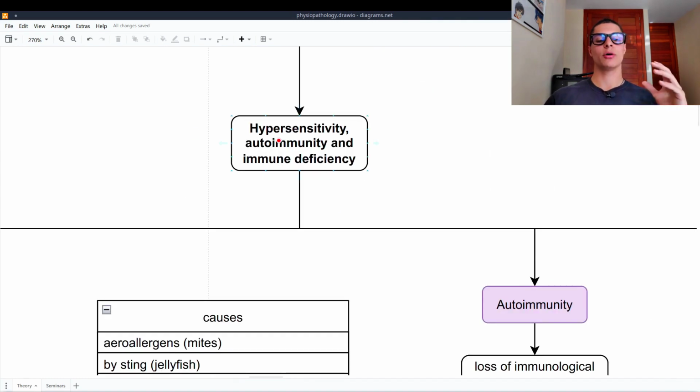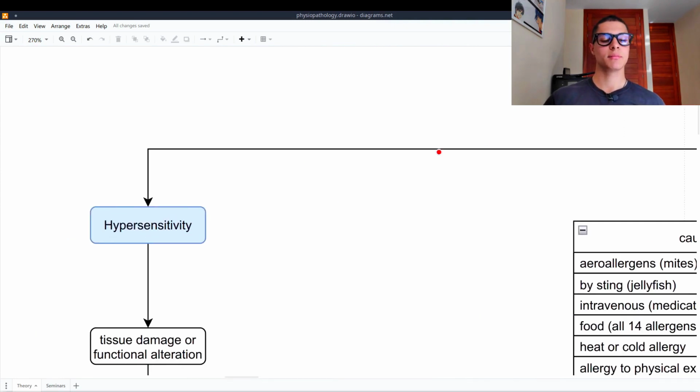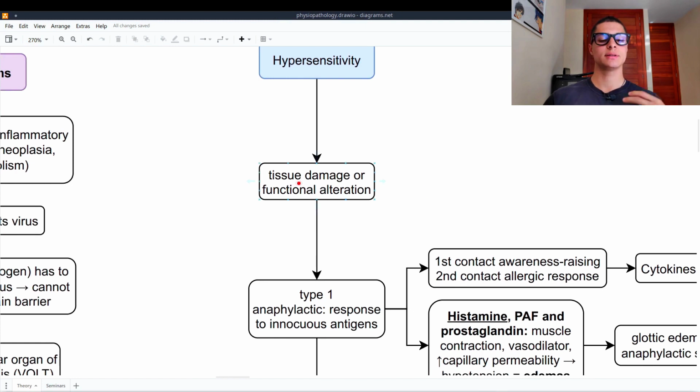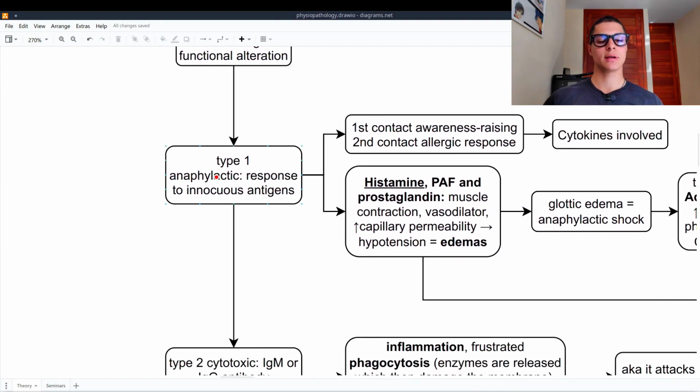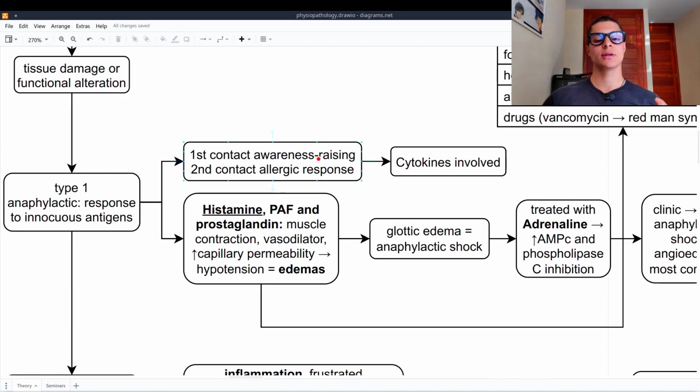So now I want to talk about hypersensitivity, autoimmunity, and immune deficiency. Starting with hypersensitivity, it is tissue damage or functional alteration, and there are several types. Type 1 is the anaphylactic, such as allergies, for example. It is a response to innocuous antigens. In the first contact, there is sensitization. In the second contact with the pathogen, there is an allergic response.